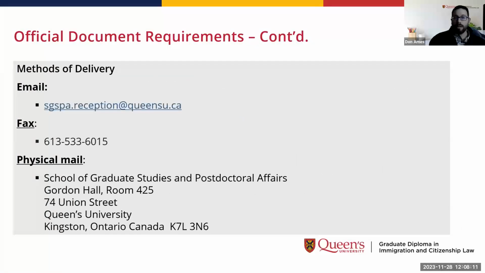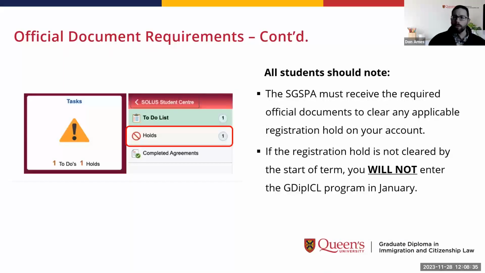And these are the methods of delivery that I've already mentioned. Email sgspa.reception@queensu.ca, or contact your A&R assistant directly. Fax numbers right there. Physical mail addresses right there. Some of you may have utilized different physical mailing addresses. I hope that's not the case. I would say confirm where your transcripts were delivered and that they were received by SGSPA. I am going to pass it over to Jolene to continue on with the official document requirement slides.